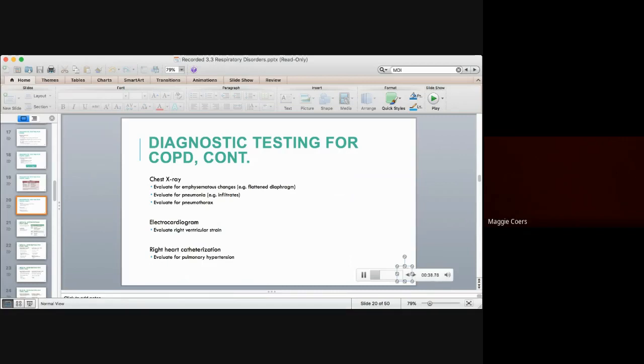Also, people with COPD are at higher risk for pneumothorax, and we'll look for pneumothorax on the chest x-ray as well. We also get an EKG because in people with really bad COPD, the pulmonary blood pressure can increase. When you have a really high blood pressure in the pulmonary circuit, the right ventricle needs to push really hard against that pressure, and it will cause the right heart to strain or to become pretty enlarged.